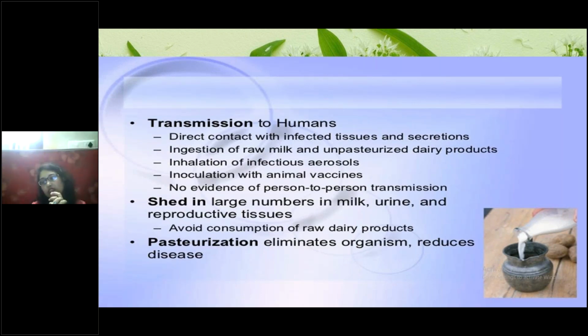So those tests are done so that the milk which is delivered to us is free of these pathogens, and that is why all the milk packets that you take are all pasteurized and then distributed. So pasteurization eliminates the organism. And usually the dairies have a different battery of tests to ensure that they do not transmit the pathogen.